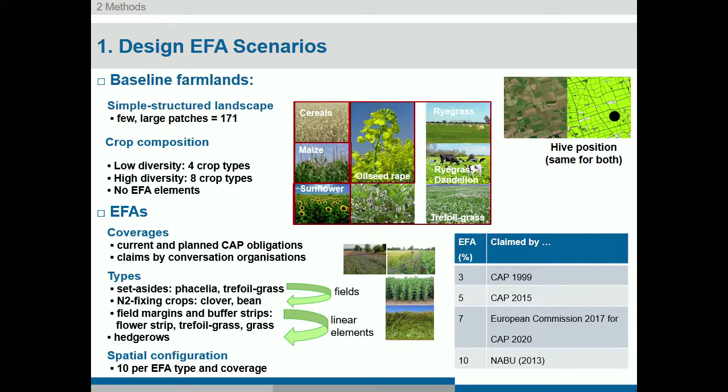As types of ecological focus areas, we implemented set-asides, nitrogen fixing crops, field margins, for example flower strip margins and grass margins as buffer strips, and also hedgerows. And these are the types which are frequently chosen by the EU member states. For each combination of ecological focus area type and coverage, we analyzed 10 different spatial configurations.